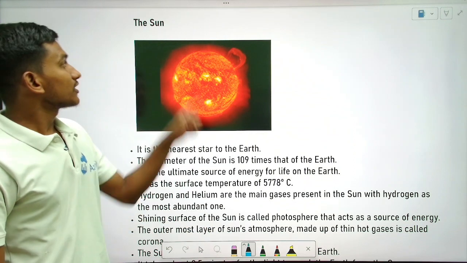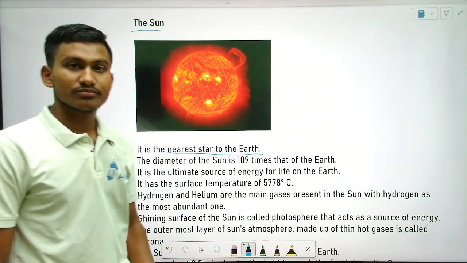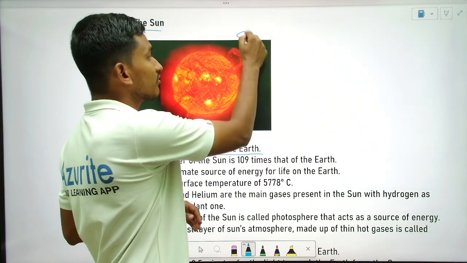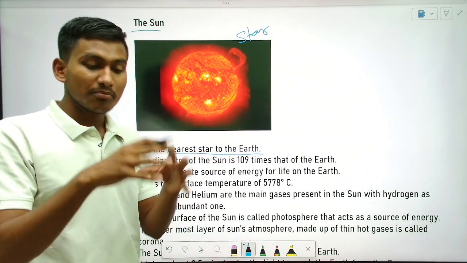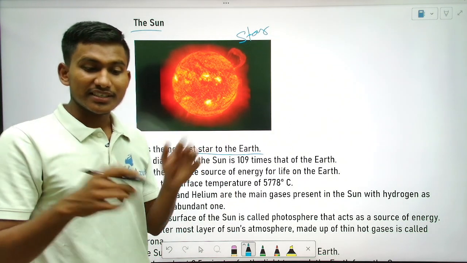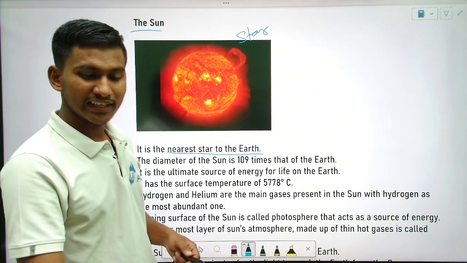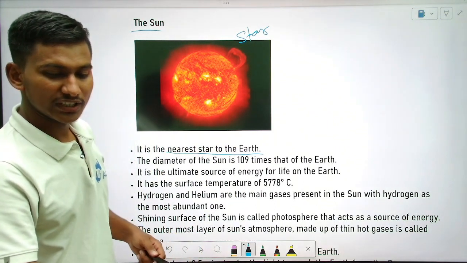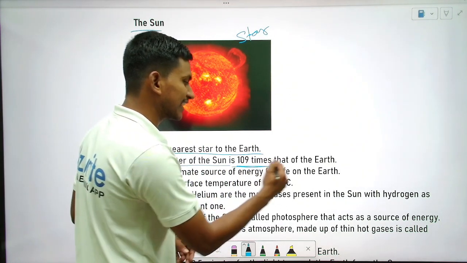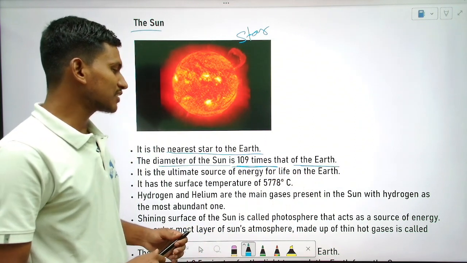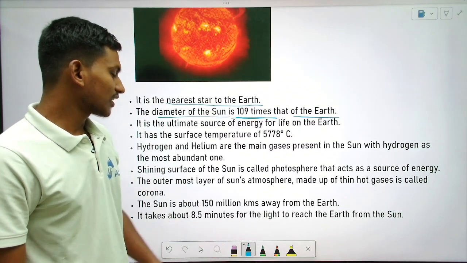The sun is the nearest star to the earth. The sun is a star. Stars are very big in size, and they hold the planets around them. So this is the sun. The sun provides us light, right? Very good. Next, let us see: the diameter of the sun is 109 times that of the earth. How many times? 109 times that of the earth. Okay, that is the diameter.